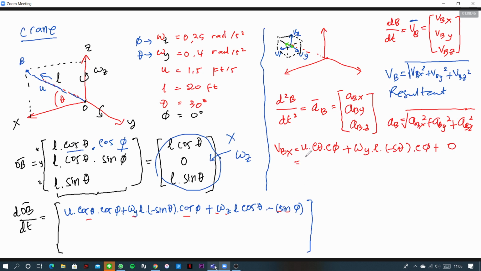Okay, so you can put in all the values here, 1.5 cos theta, cos 50 degree, what is that? Square root of 3 divided by 2, is it? Yes. And then plus omega y 0.4 times L 20 minus, so this is minus sine theta is half is 1. Okay, so here is the velocity of b in the x-axis.